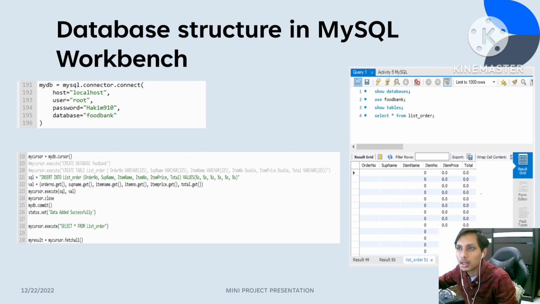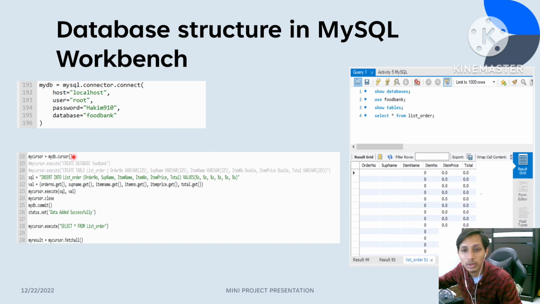Okay, first, as we can see over here, this is the first part, which is to declare the database connection. So mydb equals mysql.connector.connect. The host is set to localhost, user set to root, password is set to Hakim910, and the database we set to foodbank. So that settles the first part.